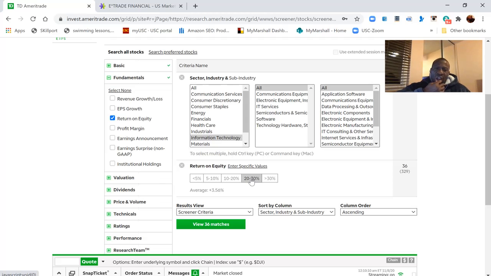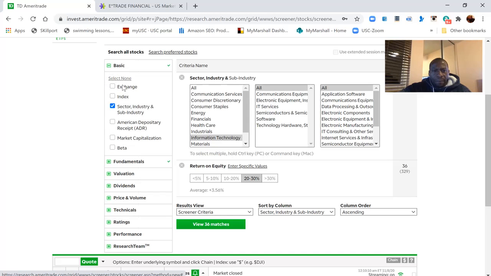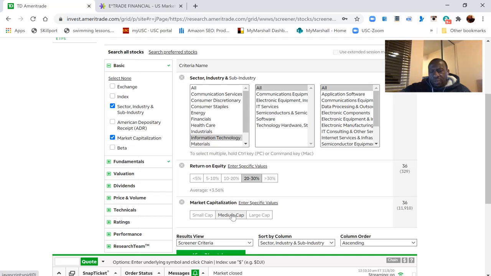So I can either review all 36 companies, which I'm going to do, or I can filter it more. For example, a lot of times I tend to want to invest in mid-cap companies, and I can just play around to see if there are any mid-cap companies that have a return on equity of 20 to 30% that are in the information technology sector. I can do this by going to valuation. Oh, I'm sorry, not valuation. By going to market capitalization, and then I'm going to pick mid cap. Oh, and I have 6 companies that have a return on equity of 20 to 30% in the IT industry.